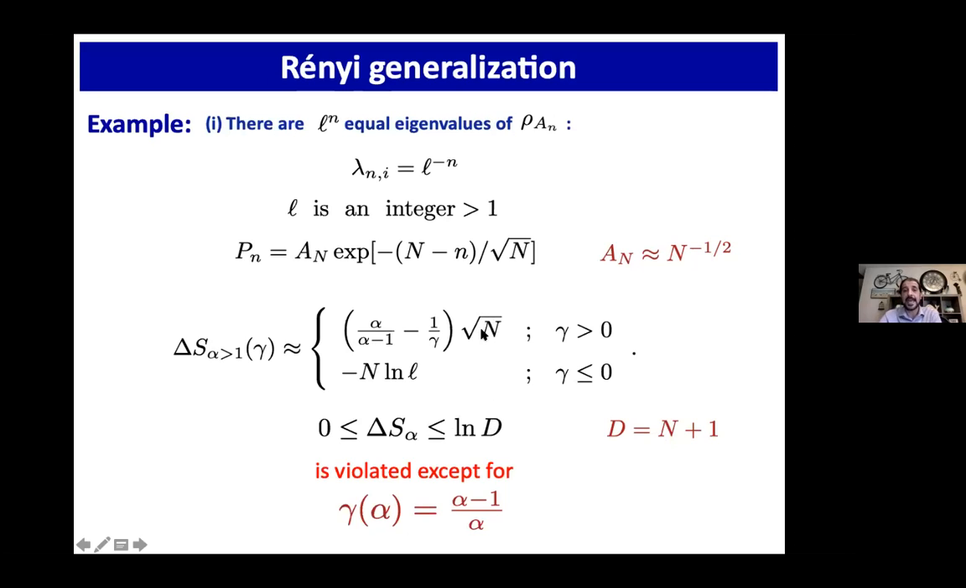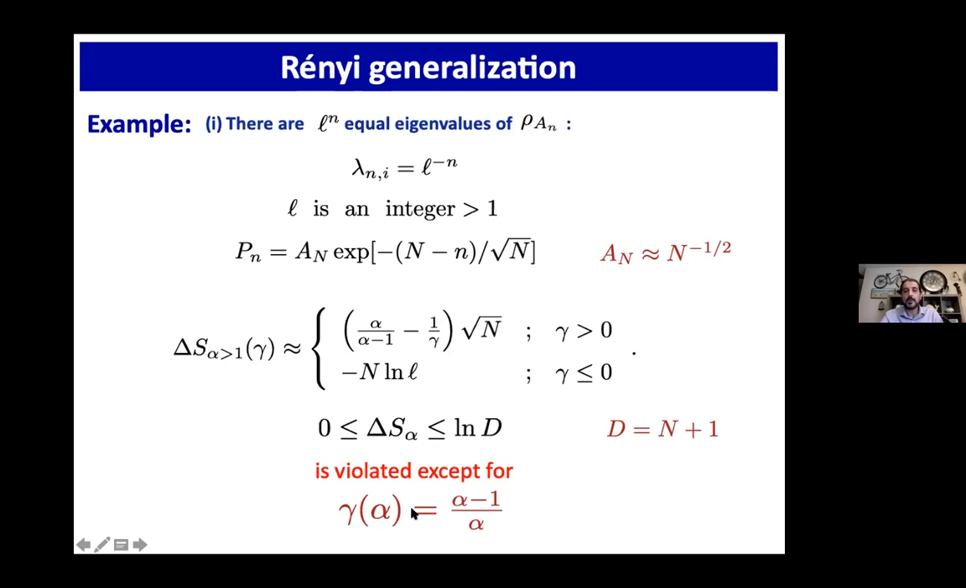So it means that we have a violation of one side or the other as we choose any value of gamma, except if it's alpha minus 1 over alpha, where this leading term vanishes. So this inequality is violated for any value of gamma except gamma equal alpha minus 1 over alpha. So this is, of course, for alpha greater than 1.